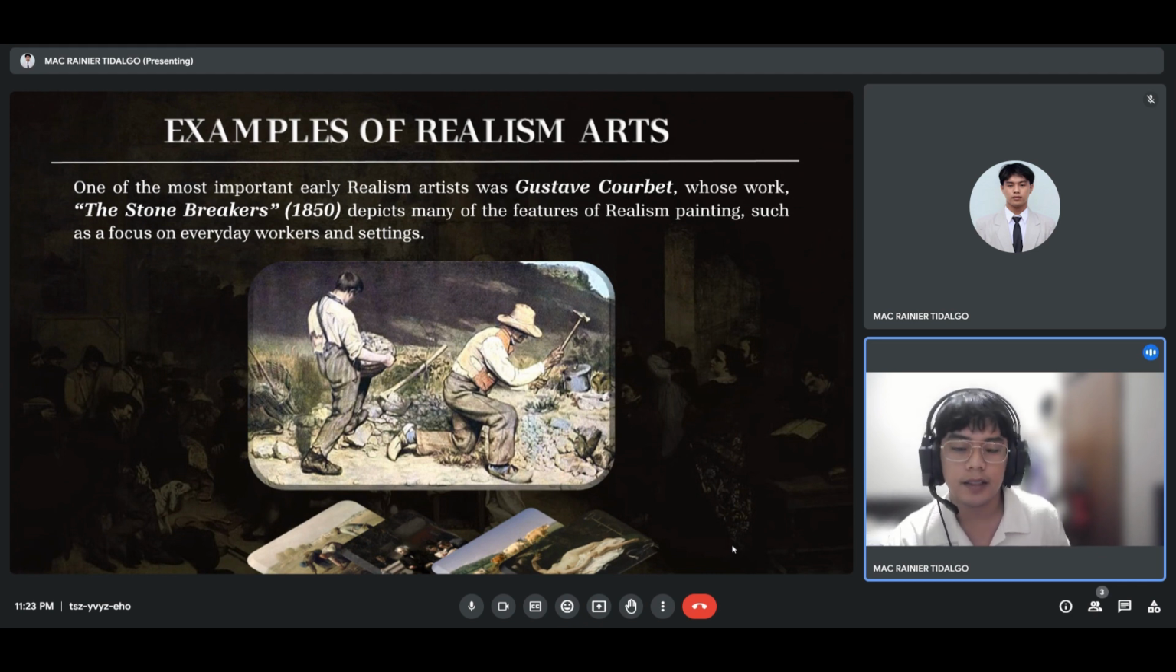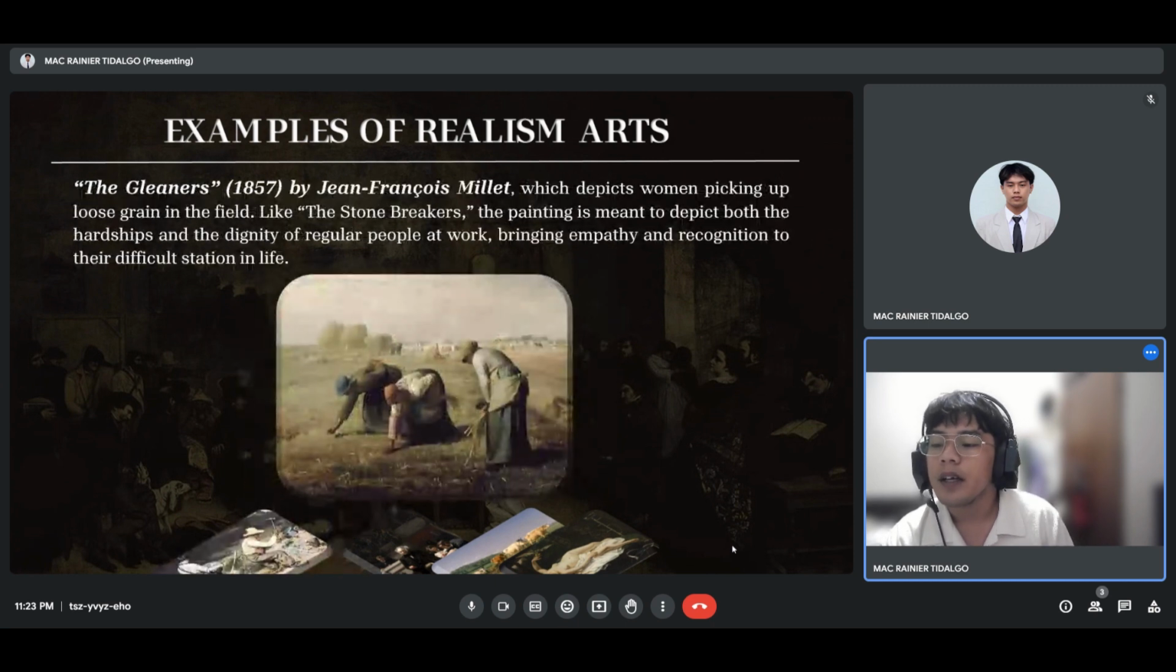So the next one is The Gleaners, 1857, by Jean-Francois Millet, which depicts women picking up loose grain in the field, like The Stonebreakers. The painting is meant to depict both the hardship and the dignity of regular people at work, bringing empathy and recognition to their difficult station in life. The entire composition is in fact a commentary on the social classes of France, and in particular on the inability of the lower classes to rise above their station.